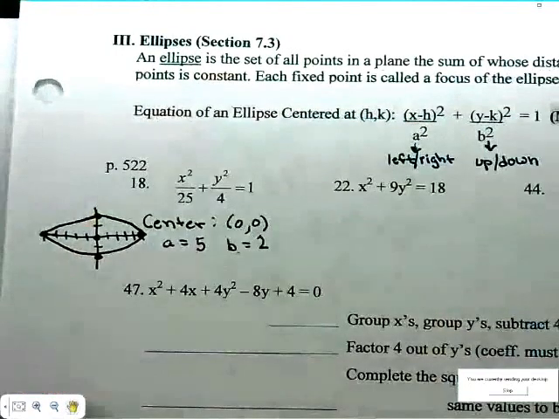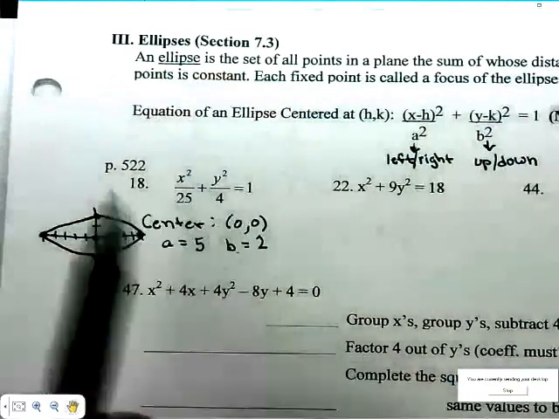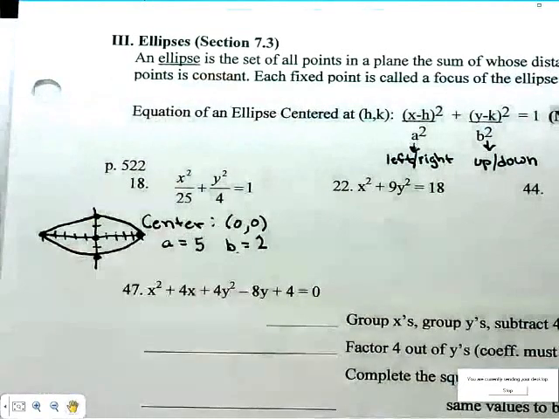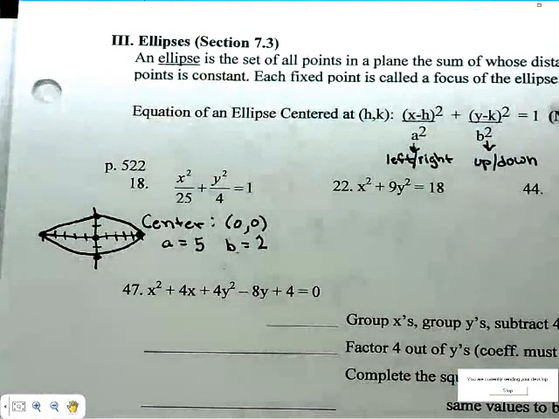That's an ellipse that's wider than it is tall. How could I have told from the original equation that it was going to be wider than it was tall? The A was bigger than the B. The A tells you how far to go left and right. The B tells you how far to go up and down. So if A is bigger than B, it's going to be wider than tall. If B is bigger, it's going to be taller than wide.